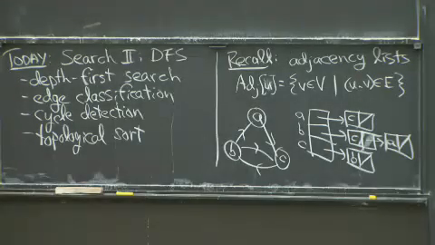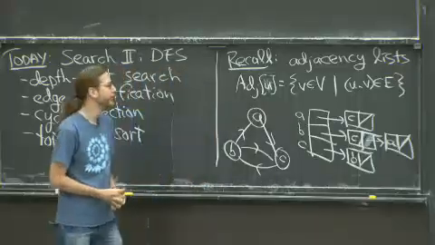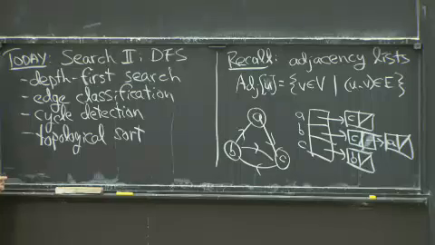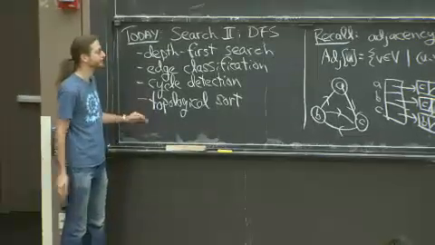All right, let's get started. We return today to graph search. Last time we saw breadth first search. Today we're going to do depth first search. It's a simple algorithm, but you can do lots of cool things with it, and that's what I'll spend most of today on. In particular, telling whether your graph has a cycle and something called topological sort.